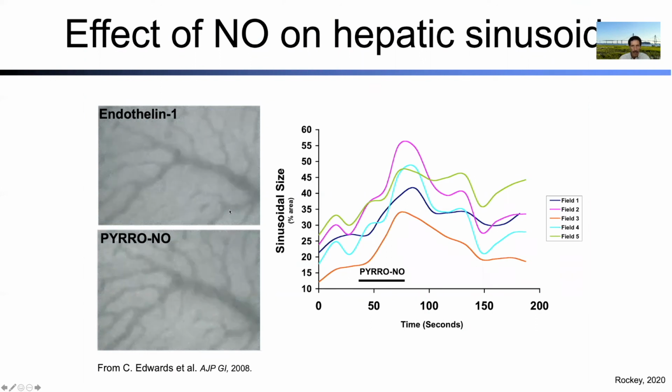there are dynamic changes in the sinusoid in response to vasoconstrictors like endothelin, and then exposure to vasodilators like nitric oxide. And you can see here, I think these sinusoids here are constricted, and here they're relaxed. We can measure this morphometrically, and you can see here very nicely that when we expose the liver to puro NO, an NO donor, sinusoids dilate over time.